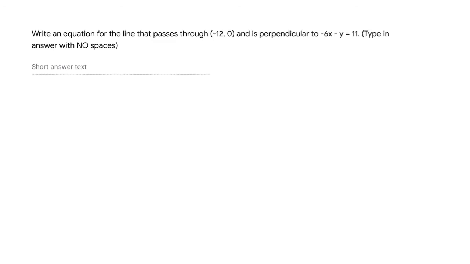Okay, so this one's a little bit tricky. You've got to write an equation that passes through a certain point, and it's perpendicular to that line. So let's put that line in slope-intercept form.